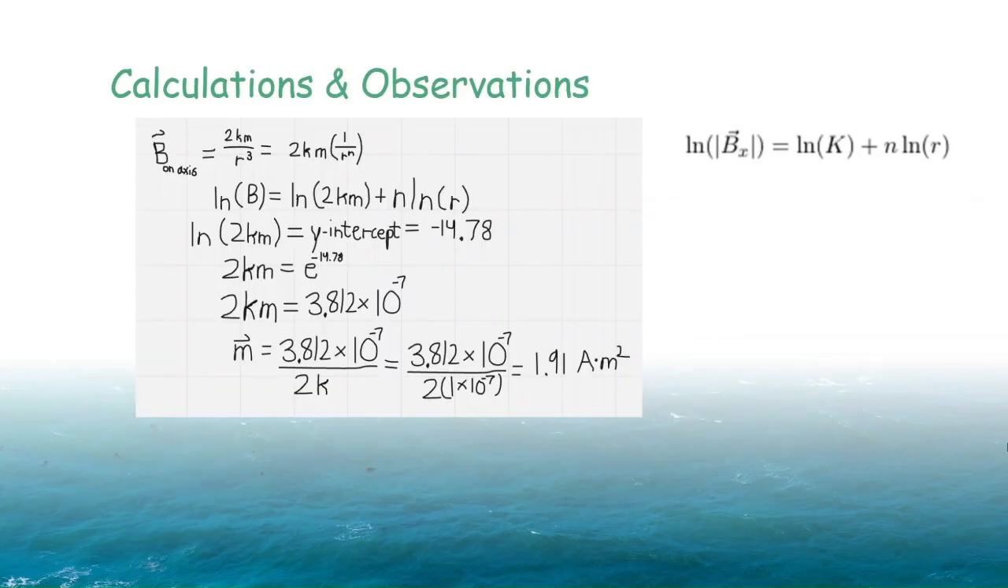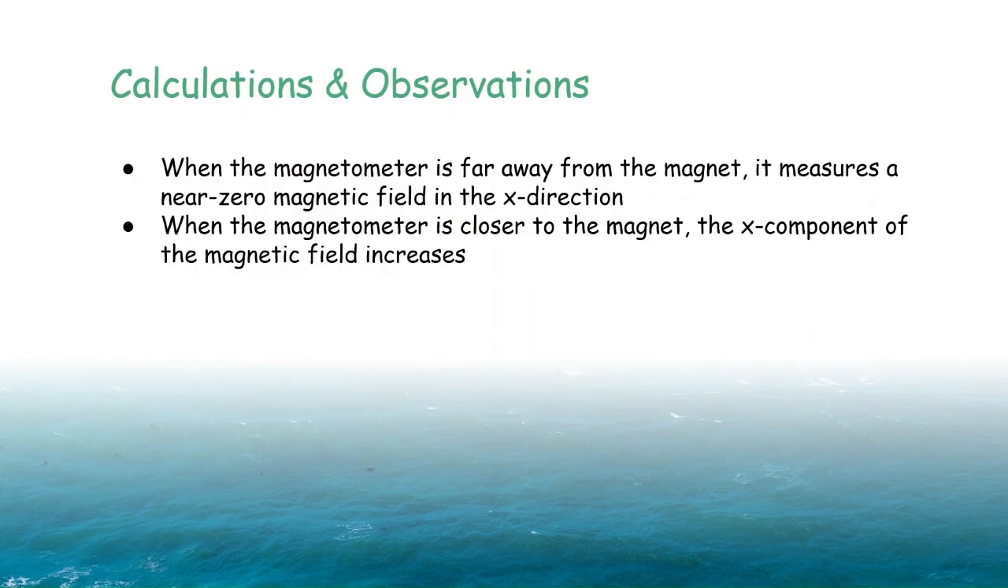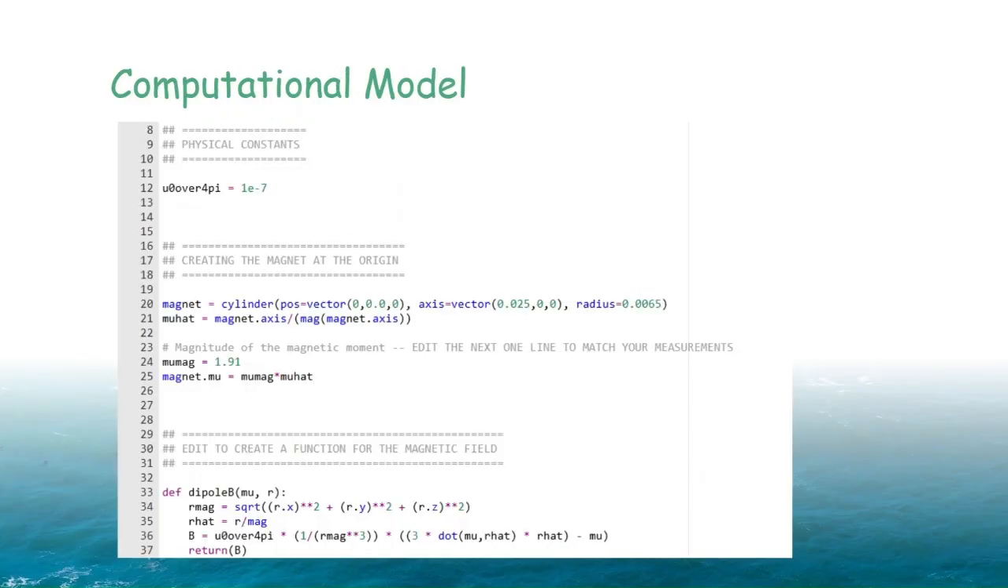This was my equation and calculations to solve for the magnetic dipole moment, which I calculated to be 1.91 amp meters squared. We observed that when the magnetometer is far away from the magnet, it measures a near zero magnetic field in the x direction, and when the magnetometer is close to the magnet, the x component of the magnetic field increases.